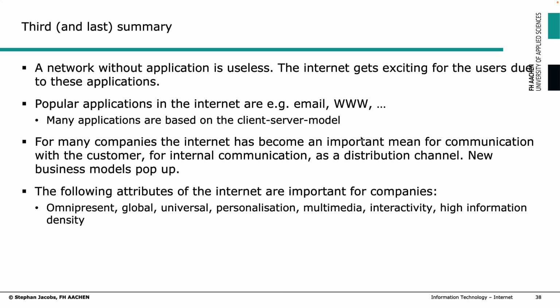For many companies, the Internet has become an important means for communication with the customers. And the following attributes of the Internet are important for companies. The Internet is omnipresent. It can be used globally. It's a universal standard. It's able to do personalization, so talk to different people in different ways. It is multimedia. That means it does not only use one thing like text. It uses text and pictures and audio and video. It is interactive and it has a high information density.